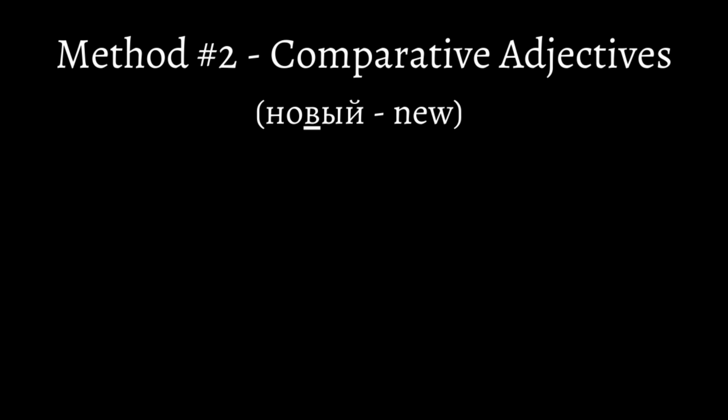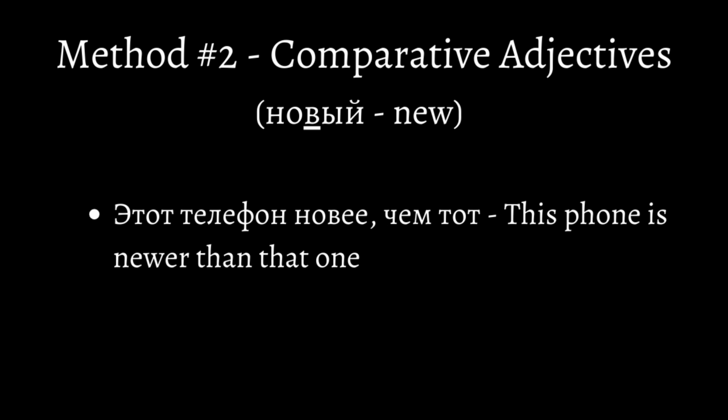Here we have nový, meaning new, and its stem ends in v, following the first pattern. Этот телефон новее, чем тот. This phone is newer than that one. Nový drops the ending and gets ye in one form, just like in English. Чем is also used, and tot is the masculine way of saying that one in the nominative.